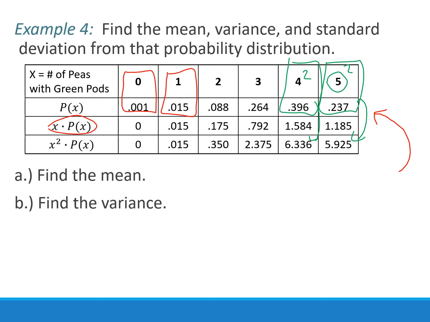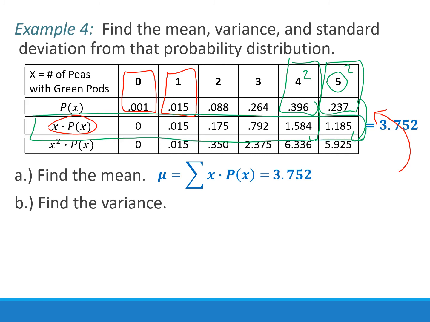Part A, find the mean. Equation for mean is just the sum of x times p of x. This is the same as the expected value. We're taking this whole column, adding it all up, and we get 3.752.